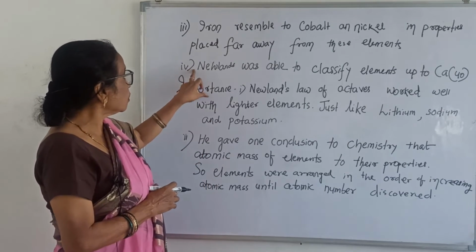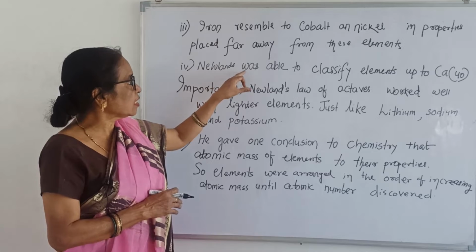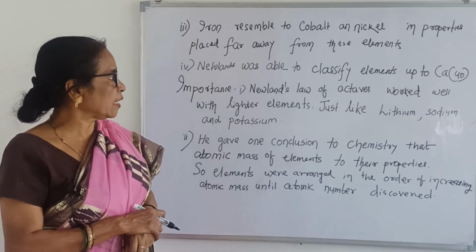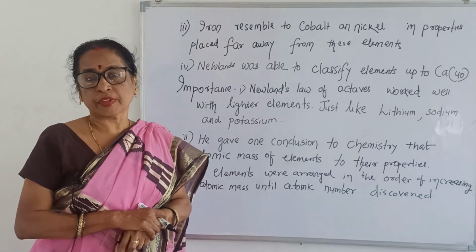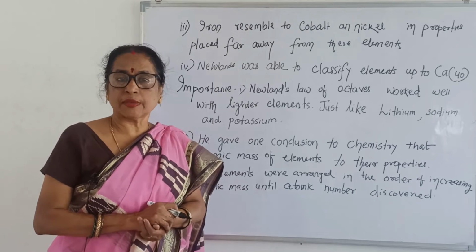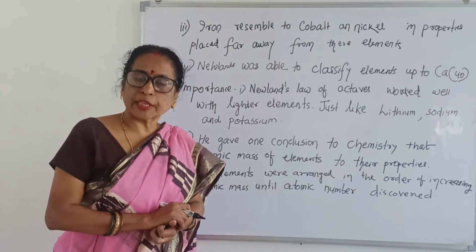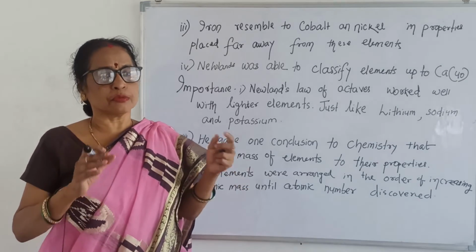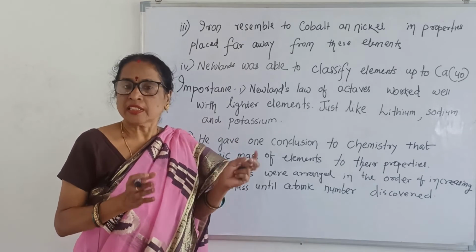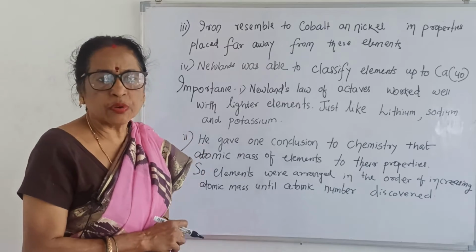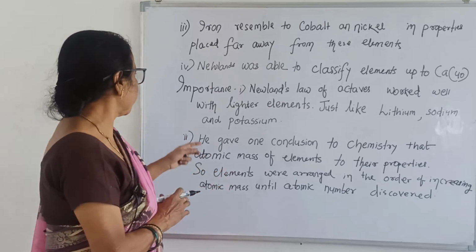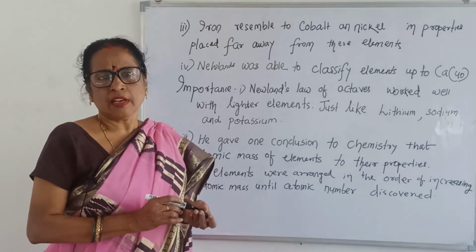Coming to the next point, Newland was able to classify elements only up to calcium, whose atomic mass is 40. After that, what was discovered did not fit into Newland's law of octaves. Then what is its importance?